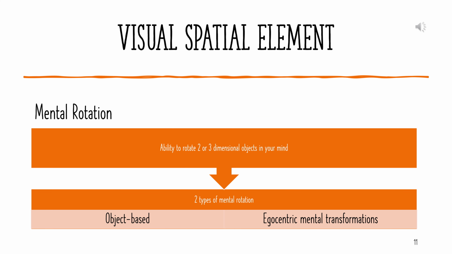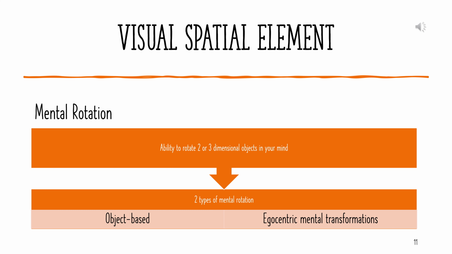Finally, there is the visual spatial element. It is important for our concept of right-left discrimination to stem from our ability to internally picture our bodies in space. This is done through mental rotation, and this is the ability to rotate 2 or 3-dimensional objects in our minds. There are 2 types of mental rotation: object-based and egocentric mental transformations.